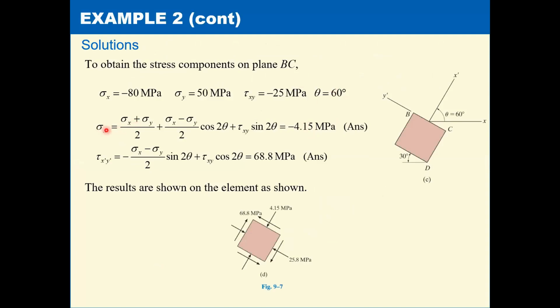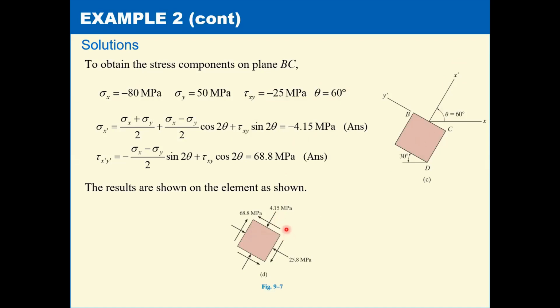Remember, x and y, they're arbitrary axes. All that matters is where we're rotating from and where we're rotating to, what we start with and where we're trying to end up. So you get a negative 4.15 megapascals when you plug in all these values here. Same starting values, just a different angle. And that's going to be a compressive normal stress up here in this x prime direction. But again, that's what we called our y prime direction on the previous slide. Hopefully that's not too confusing.